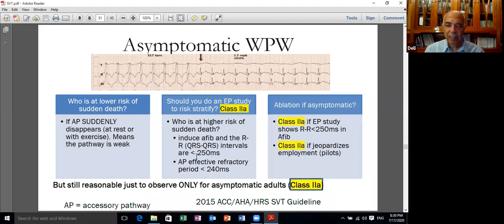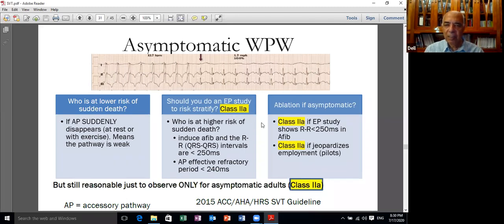If it is less than 250, the accessory pathway should be ablated, because the patient may get ventricular fibrillation because of the rapid conduction of atrial fibrillation. Or you measure the effective refractory period of the accessory pathway, and the figure is close to 250, is 240. Either of these situations is a class 2A indication for ablating the accessory pathway.